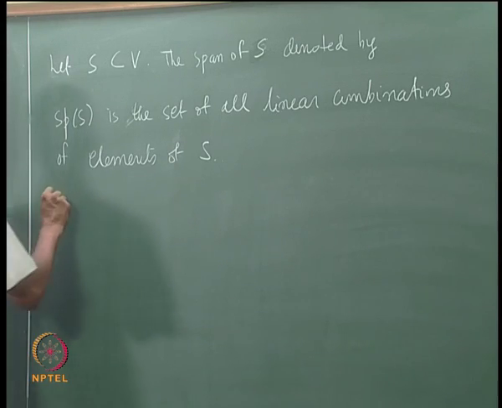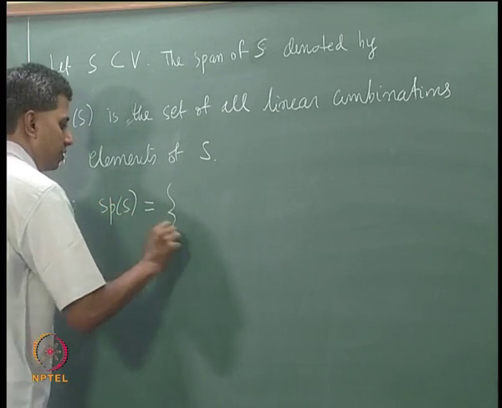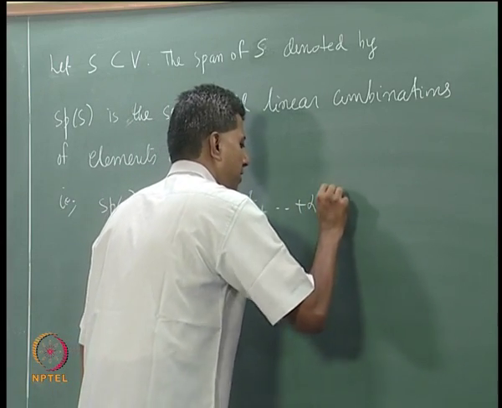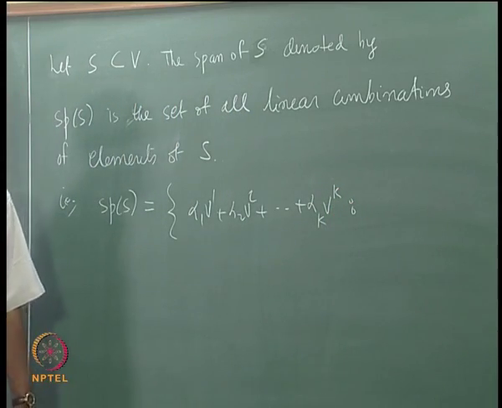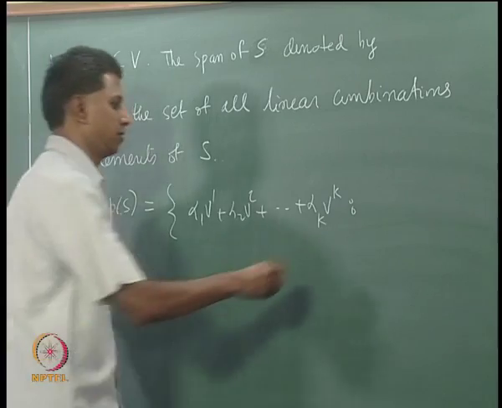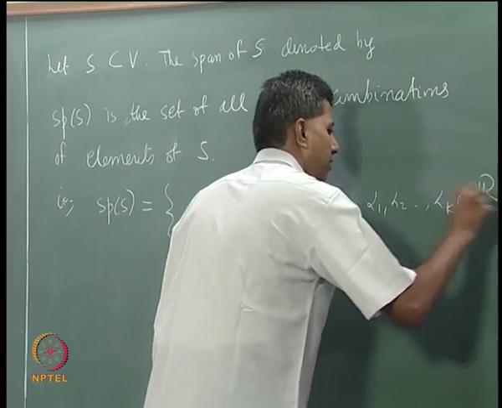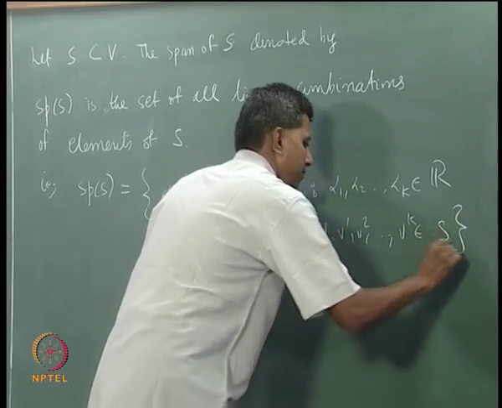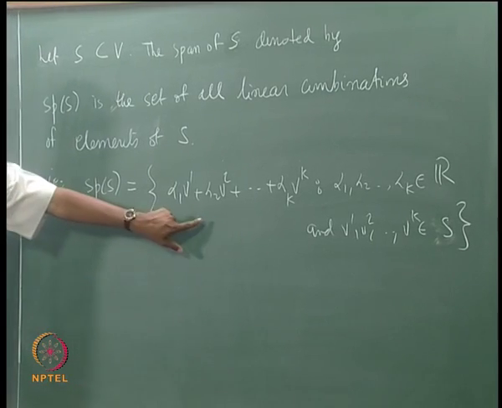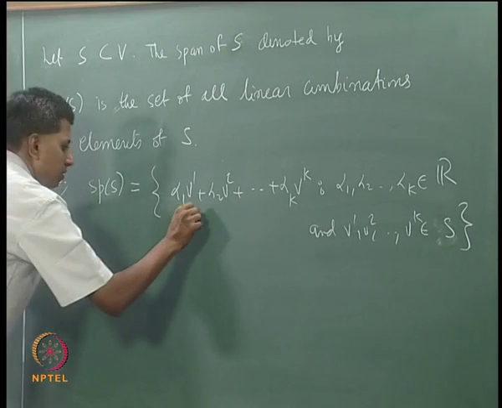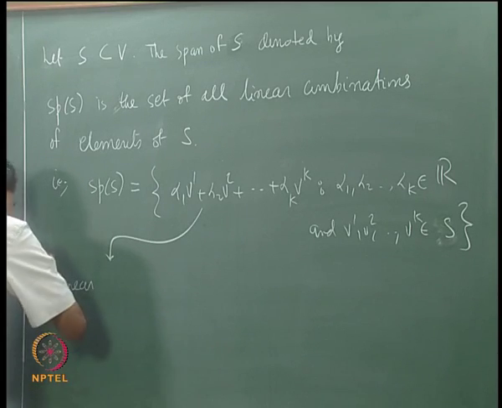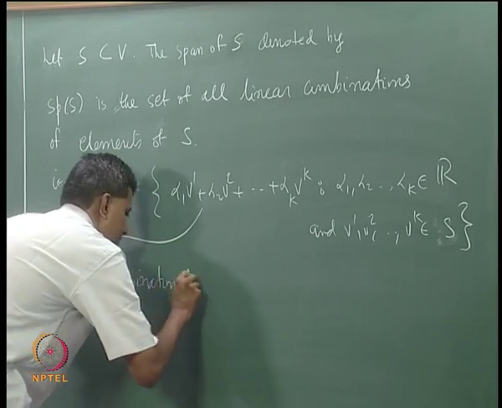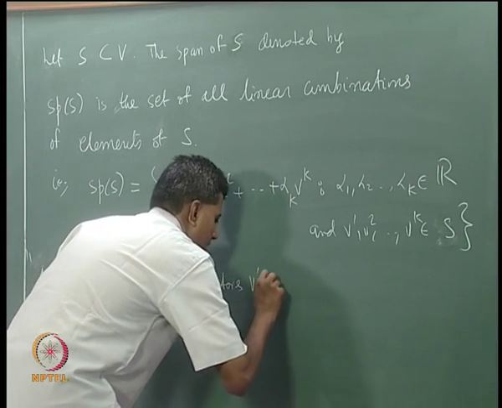So mathematically, what is the span of S? Span of S is the set of all alpha 1 v1 plus alpha 2 v2 etc. alpha k vk, where the alphas are scalars, and the vk's are vectors in S. So alpha 1, alpha 2, etc., alpha k come from the field, and v1, v2, etc., vk come from S. Now, this is what I am calling a linear combination of the vectors v1, v2, etc., vk.